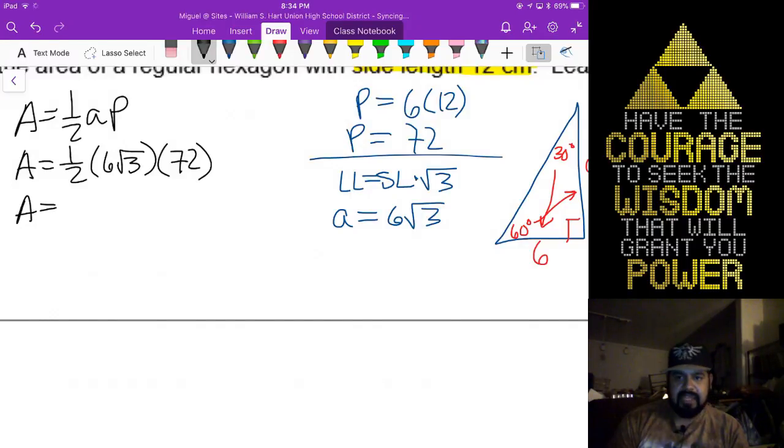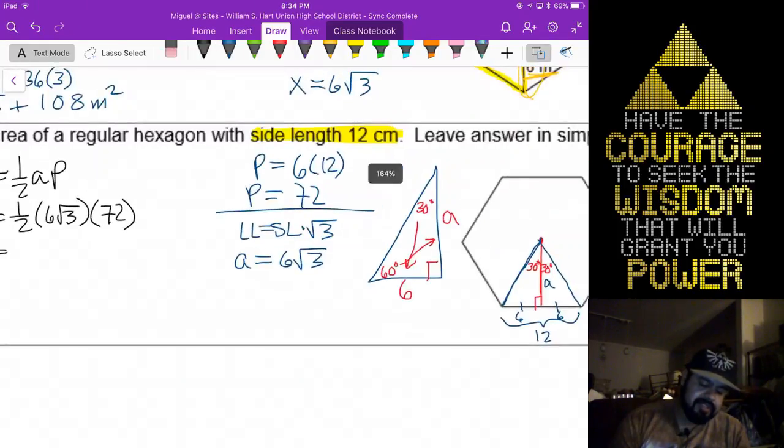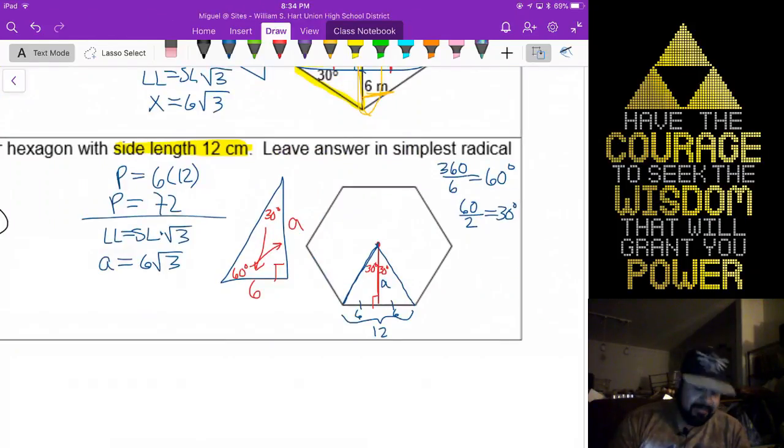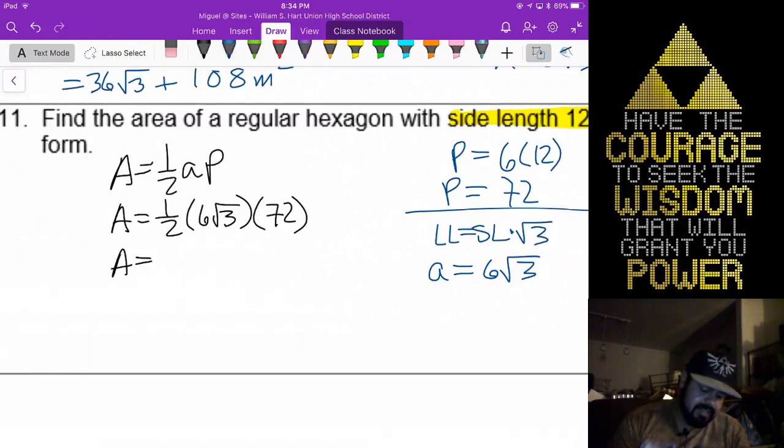So then again, commutative property: you can multiply in whatever order you want, just don't distribute the 1/2. So what you're going to do is take half of the 6, so then that'll be 3 rad 3 times my 72. So then I'm going to do 72 times 3.